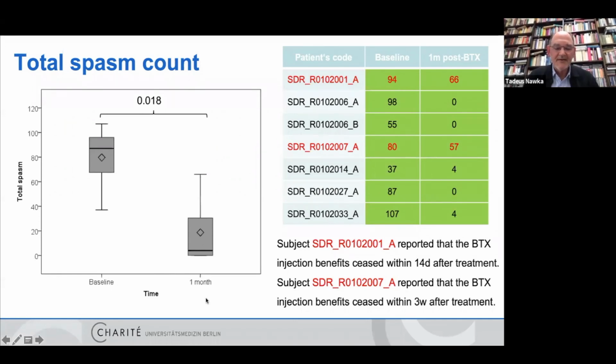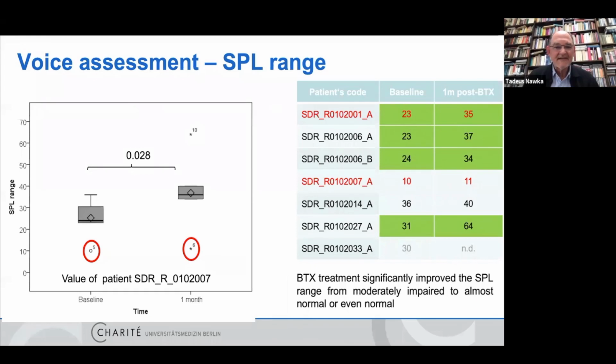So you know the course of botulinum toxin therapy is that first you feel nothing, and then after 1 week up to 2 weeks, the voice becomes very weak, and then it strengthens, and it normalizes at about 3 to 4 weeks after the injection. And the spasms disappear. The sound pressure range, the sound pressure level, increases a little bit more too.